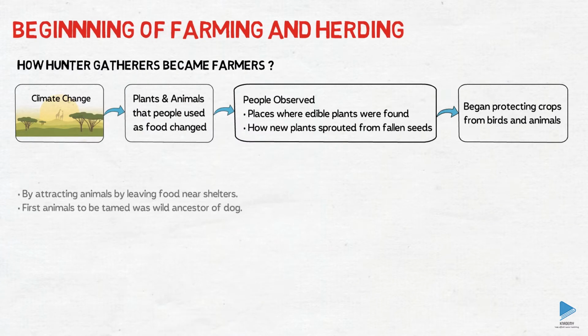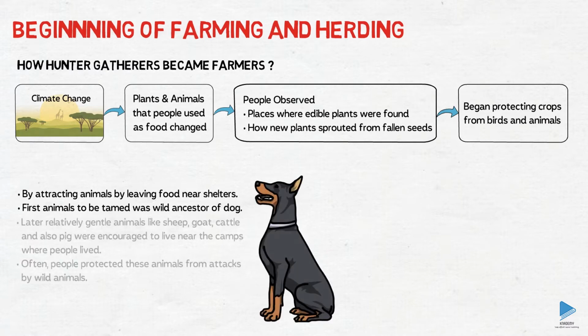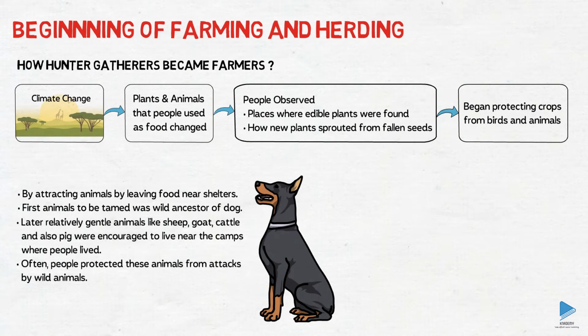They also attracted animals by leaving food for them near their shelters and then taming them. The first animal to be tamed was the wild ancestor of the dog. People encouraged animals that were relatively gentle, like sheep, goat, cattle and pig, to come near the camps where they lived. Often people protected these animals from attacks by other wild animals. This is how they became herders.